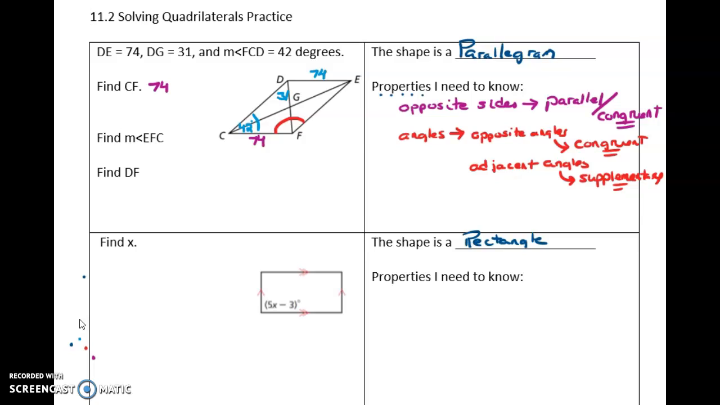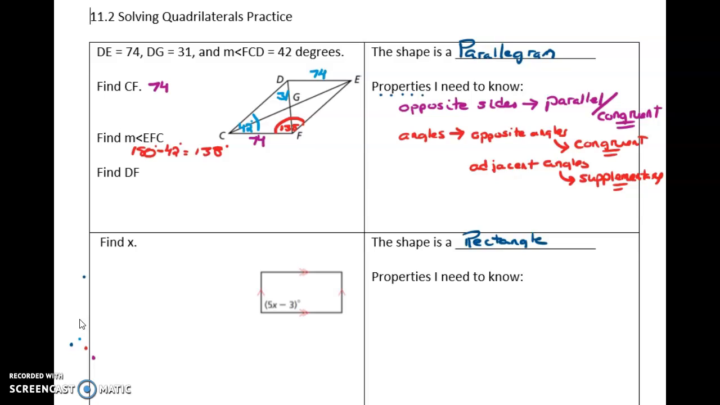So what you're going to do for EFC is take, hey, supplementary means 180 minus the other angle. So 42 is going to equal, see here, 180 minus 40 would be 140. Take another 2 off, that's going to be 138. Bam. There you go. So this angle right here is going to be 138 degrees.